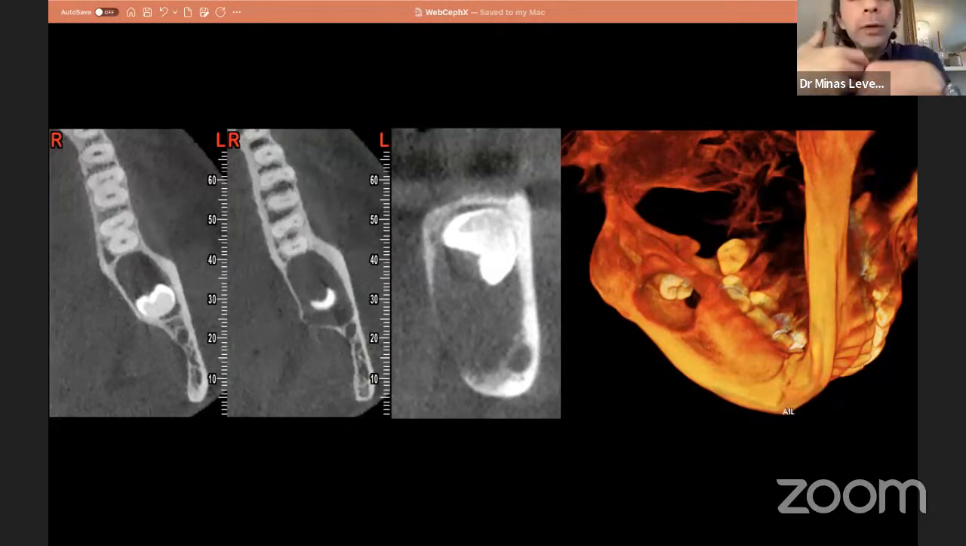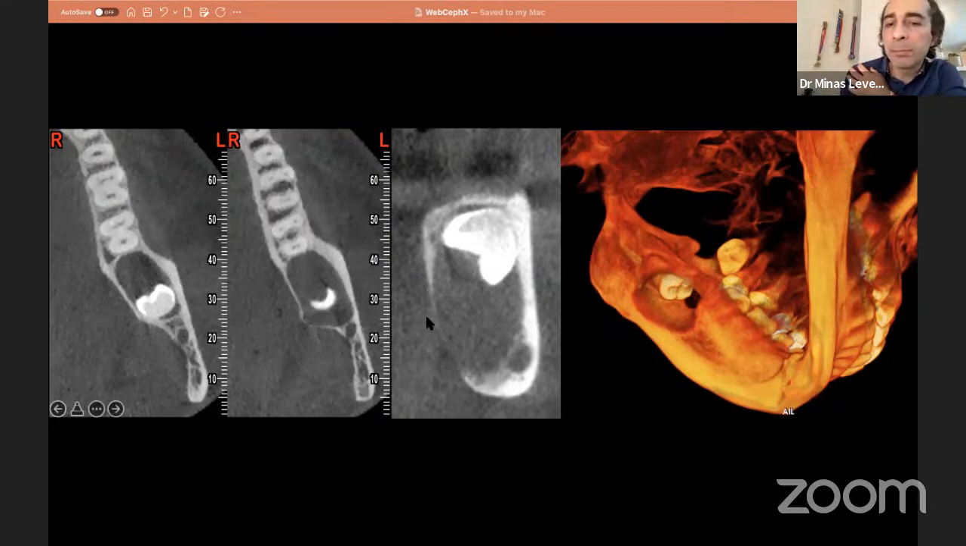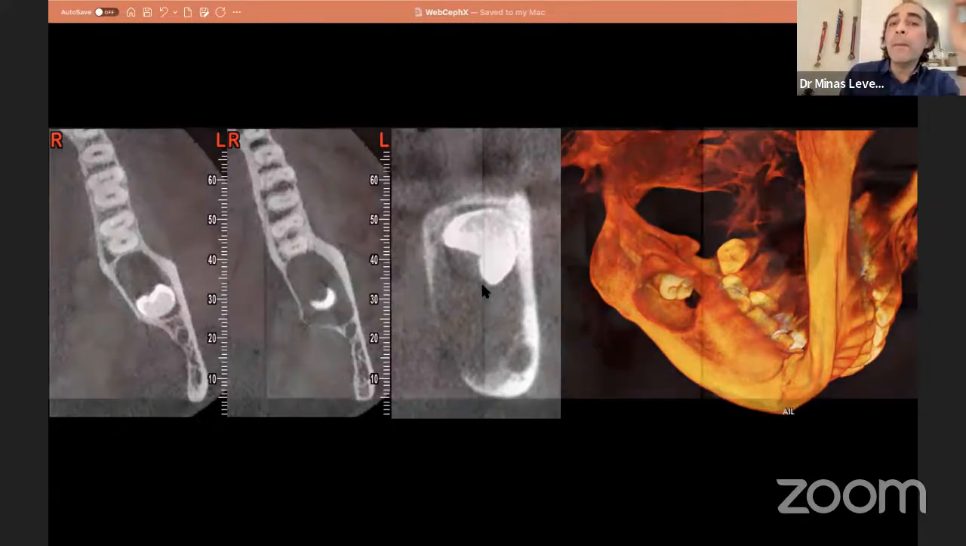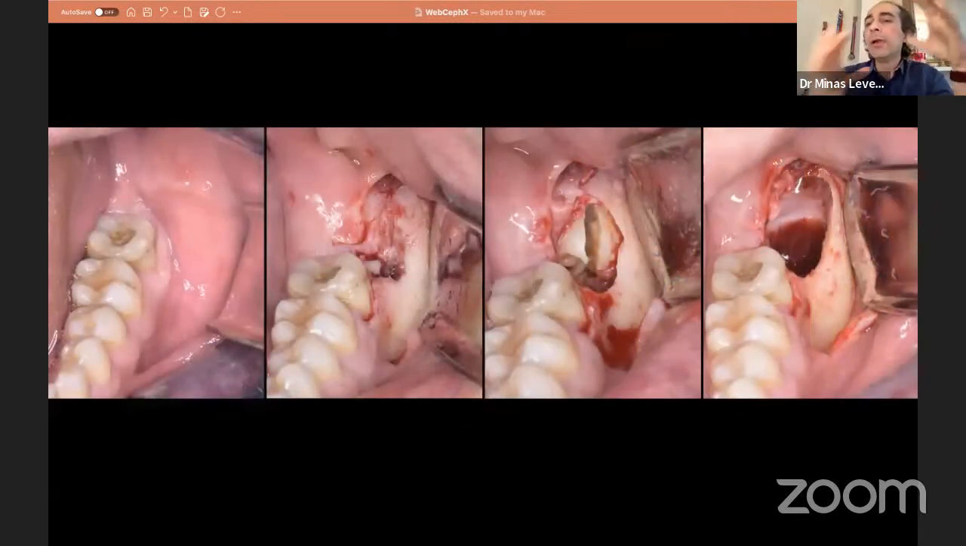So we will reconstruct the architecture that is lost there, because you can see how the cyst has expanded the bone. It's not a normal architecture lingually. We have all this defect. The nerve is here, so luckily it's protected by a thin layer of bone. I want to give back to my patient vital bone like it was before the development of the cyst.